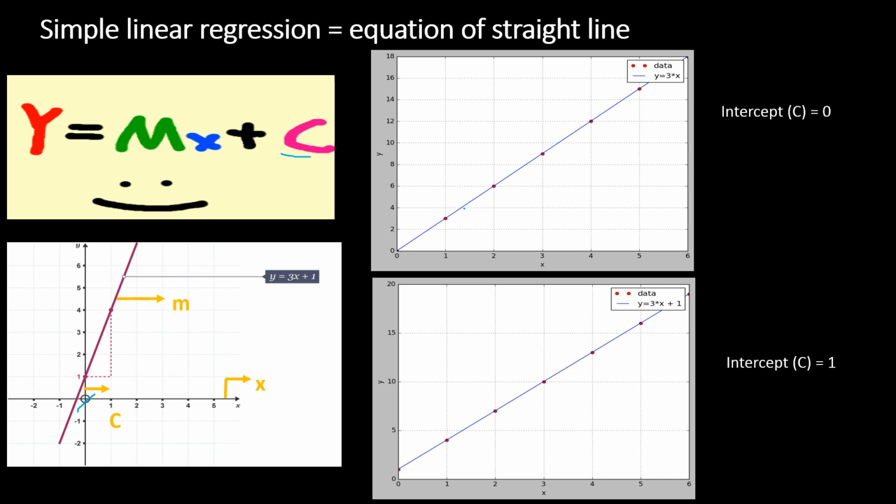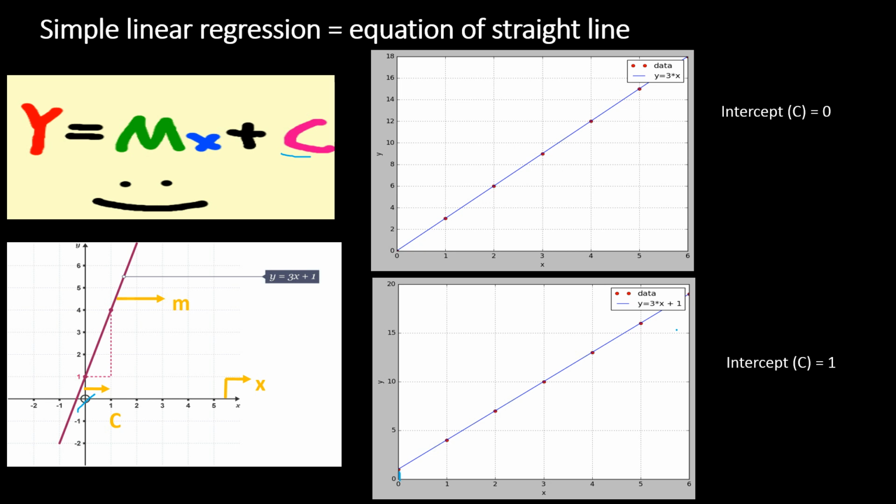So this also we can relate to the equation of a straight line. This is a line with intercept 0. So y is equal to 3x, its slope is 3, passing through all these data points. And with y equal to 3x plus 1, it will be passing through all the data points, having an intercept of 1 on the y-axis. So simple linear regression is similar to the equation of a straight line.